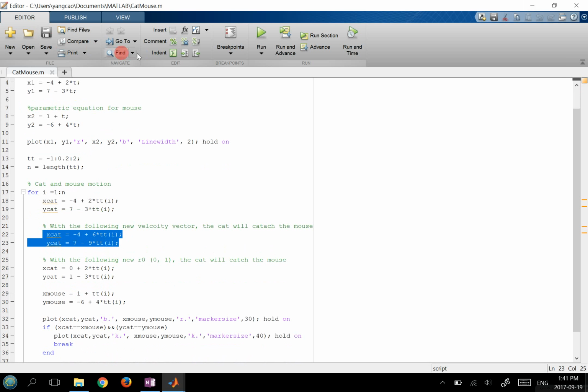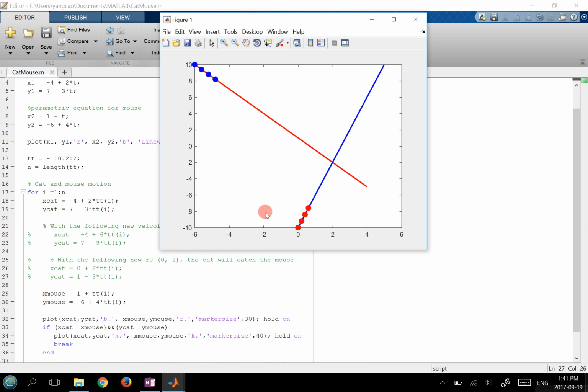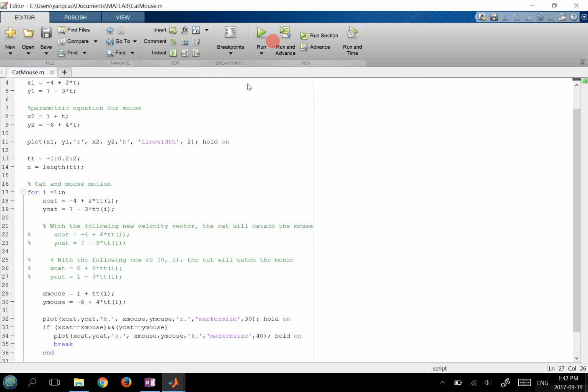So if we don't do any change at all, I'm going to comment out all of this here. That's basically the first part of the question. We're just trying to ask ourselves whether they're going to catch or not. See, the blue one is the cat, the red one is the mouse. So apparently the motion of the cat is not going to catch the mouse.